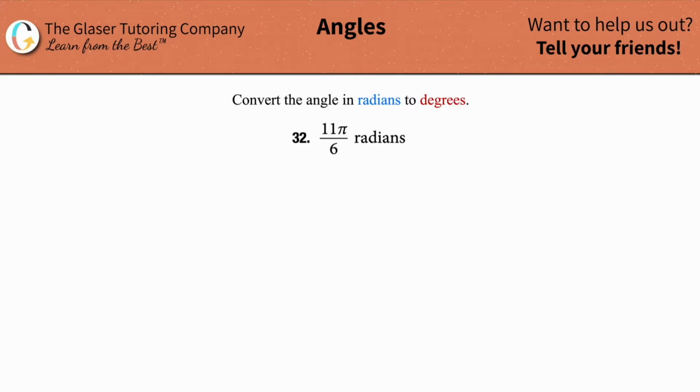So how do we convert 11 pi over 6 radians into degrees? Well, we first start off by knowing a known relationship between radians and degrees. In other words, pi radians is equivalent to 180 degrees. Remember, pi is just a number, it's 3.14. So what this is saying is that a little over 3 radians is equal to 180 degrees.